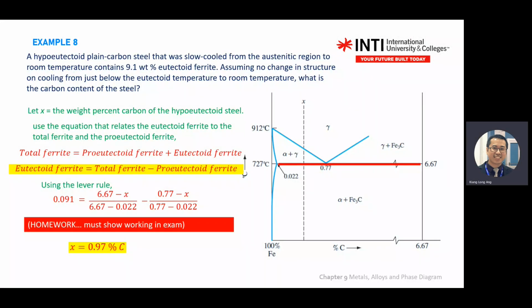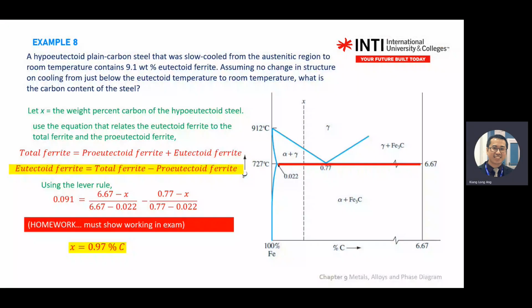Any question on example 8? This is reverse engineering, reversing the information. In the previous example, we fed you information before the process, but in this example we work backwards.